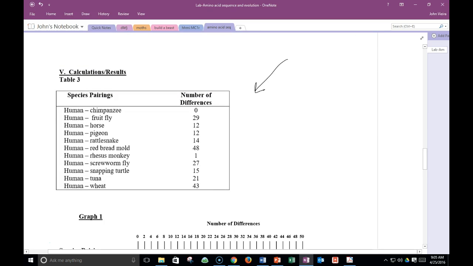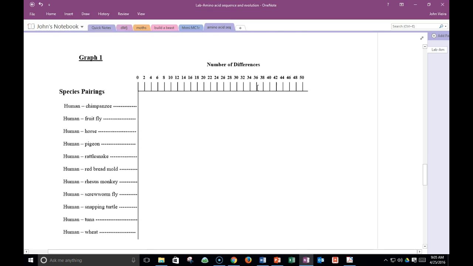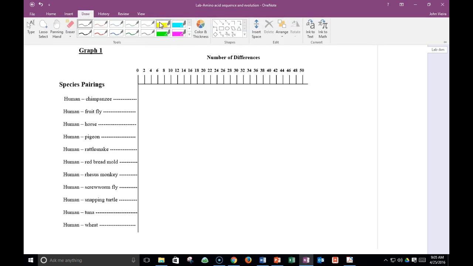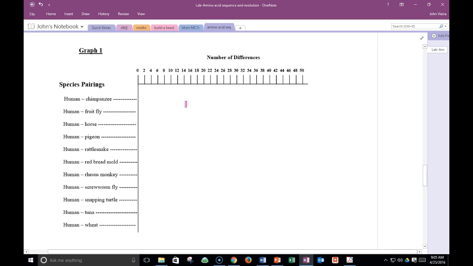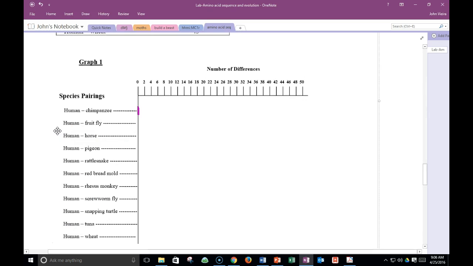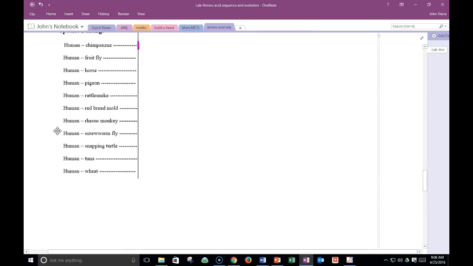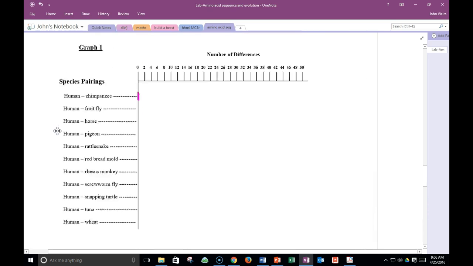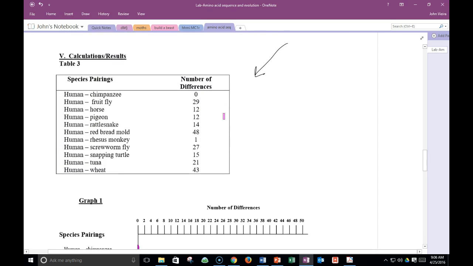We're not going to use this data table yet, guys. Then you're going to do a little graph. Okay, guys. For the graph, you're just going to draw little bar graphs. What was the difference between human and chimpanzee? None. So you're not going to draw anything, right? What was the difference between... oops, sorry. Oh, sorry. You're actually supposed to be doing this right here.